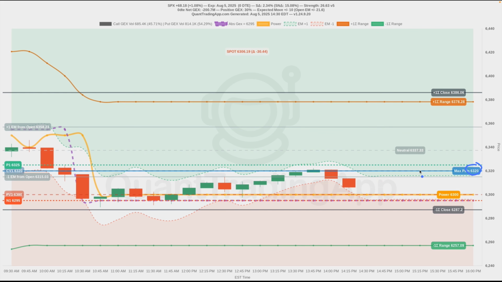The max pain strike for the 0DTE is going to act as a decent support or resistance level, especially when there's confluence with another strike.